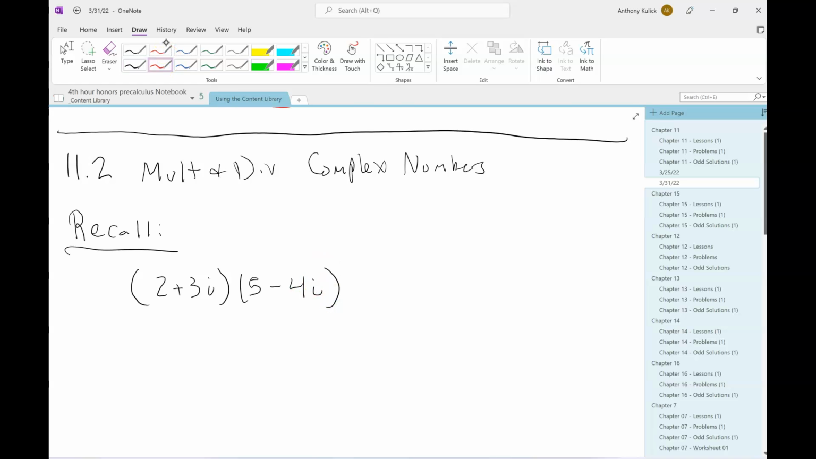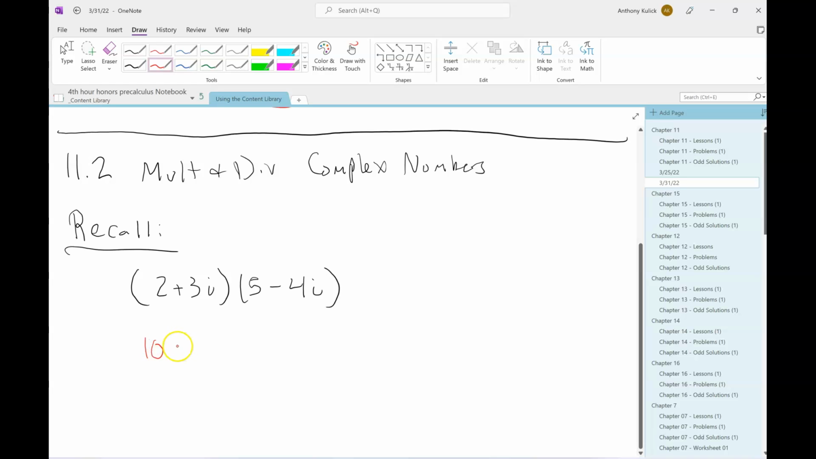So let's say that we had 2 complex numbers in standard form and we're multiplying them together. This was a problem that we did last year in Algebra 2. What do we do to multiply those 2 things together? Yeah, we just FOIL that stuff out.